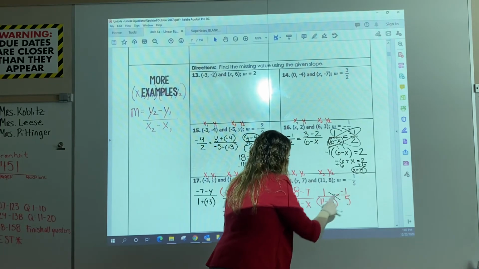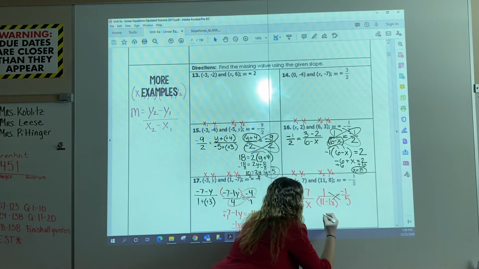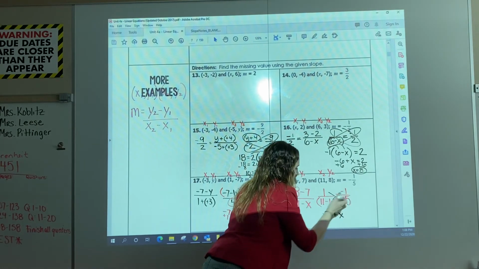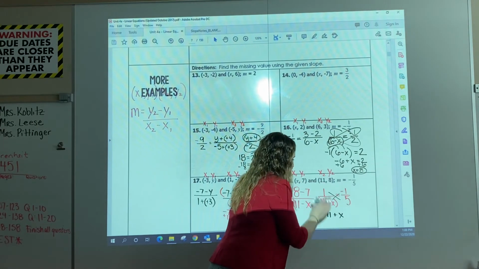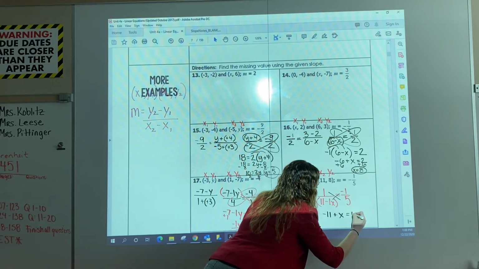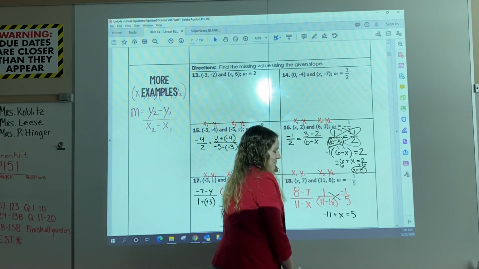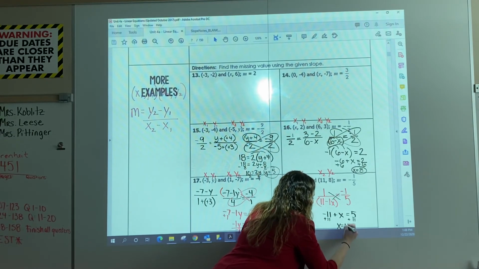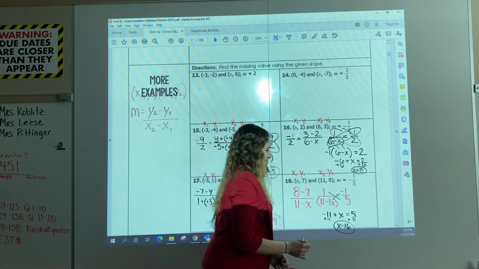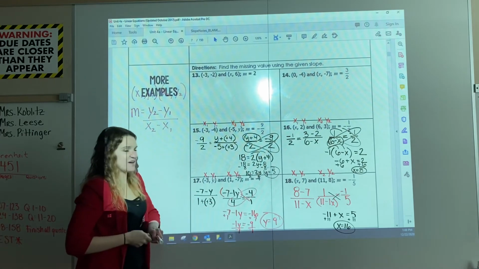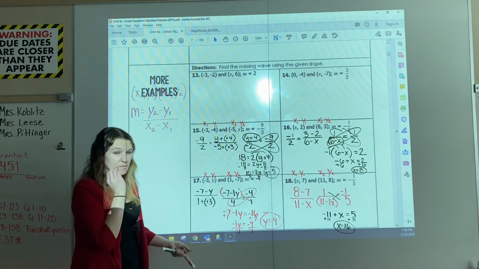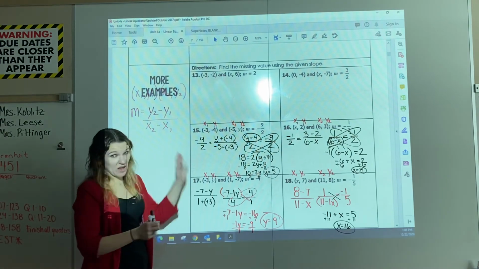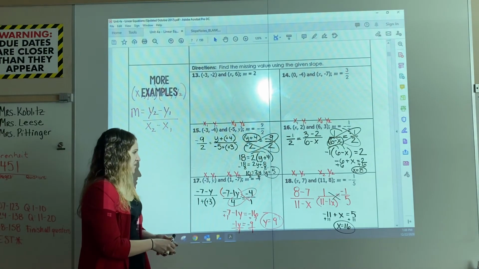So negative 1 times this whole thing would give me negative 11 plus x, or plus 1x, because a negative times a negative is a positive. 1 times 5 would give me 5. And then my last step would be to add the 11, and x equals 16. So as you see, these are a little bit more complicated, but there's a way to do it. There's a method. There's a couple methods. It's whatever works for you. All right, last two.